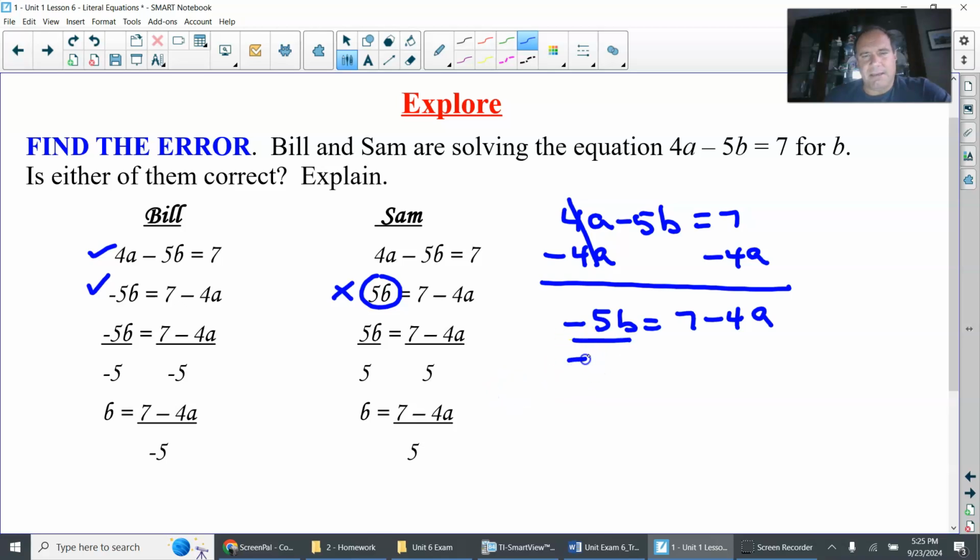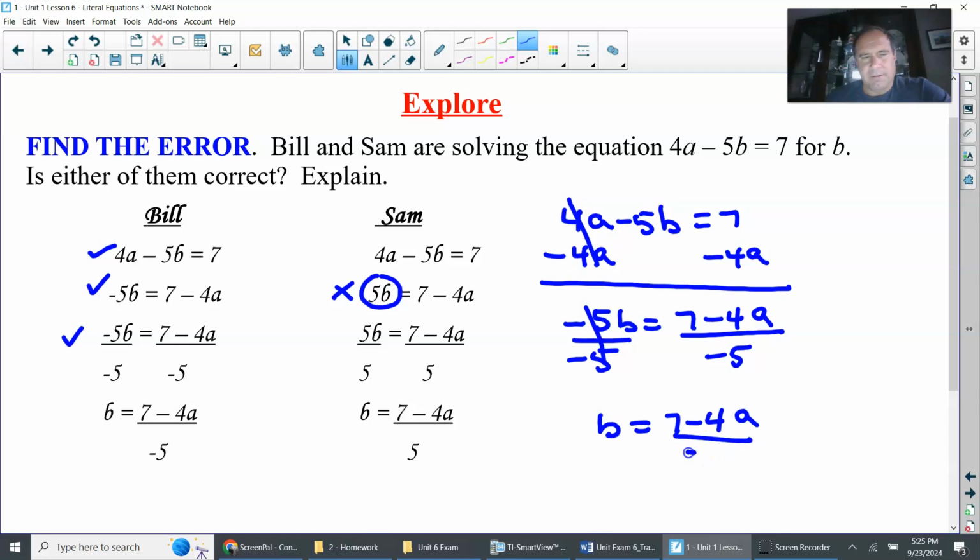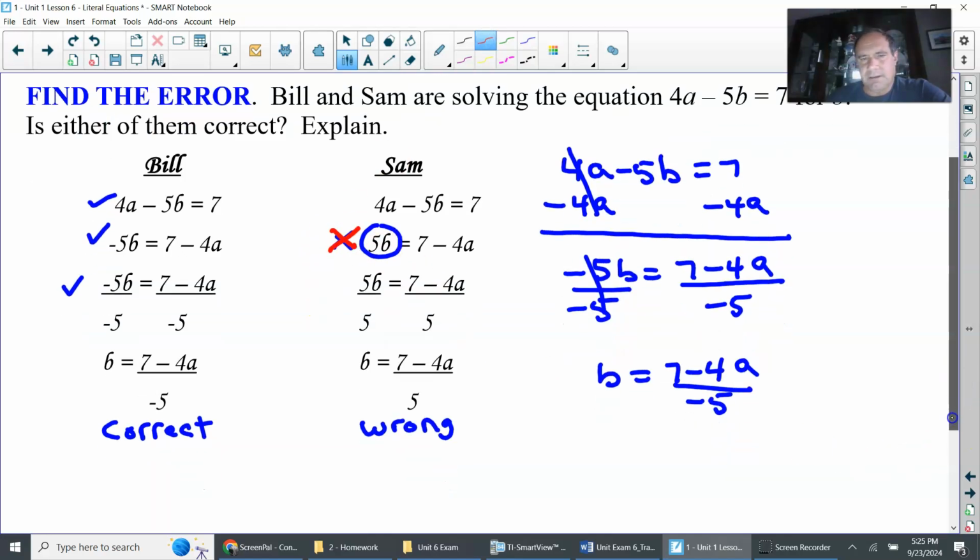All right, so divide by -5. And that's what Bill did. Divide by -5, and this cancels. You get B equals 7 minus 4A over -5. Bill is correct. And Sam is wrong. And he is wrong because of this right here. That's where he made that error. He forgot that negative. And that's it.